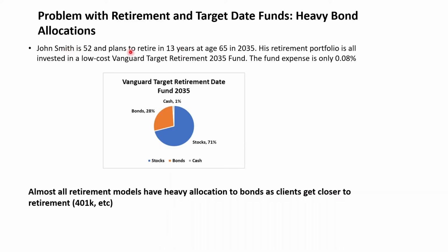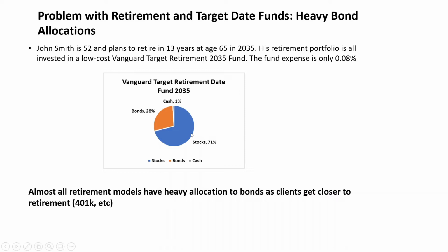He's 52 and plans to retire in 13 years at age 65 in 2035. His retirement portfolio is all invested in a low-cost Vanguard Target Date Retirement 2035 fund. The fund expense is only 8 basis points, so the expenses are low. That's great. But when we look at the allocation, we can see it's about 70% in stocks and about 30% in bonds. And as we talked about, the bond portion is going to be lower earning and less tax efficient than the stock portion.